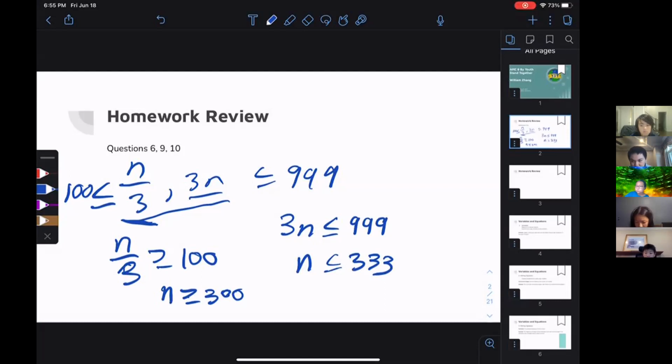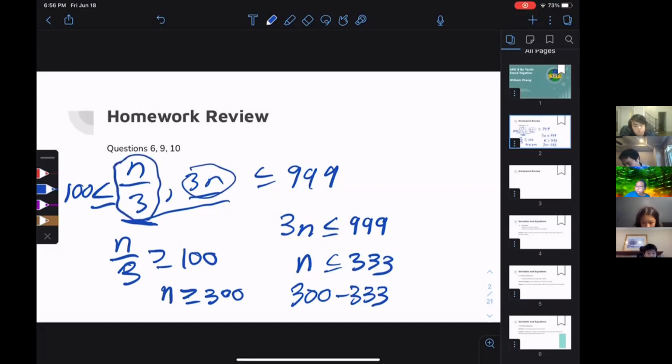Now, a common error that some people make is thinking that anything from 300 to 333 works. But if you read the problem, it asks how many integer values of n there are such that both of these numbers will be 3-digit integers. The key is that both 3n and, more importantly, n divided by 3 have to be 3-digit integers, and not all values in this range will make n over 3 an integer, only those divisible by 3. Like 301 won't work.